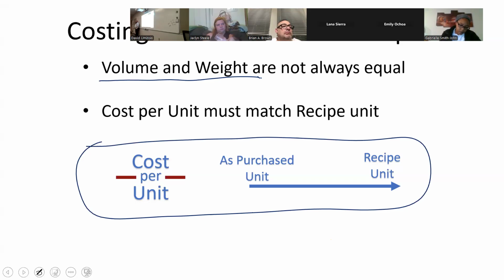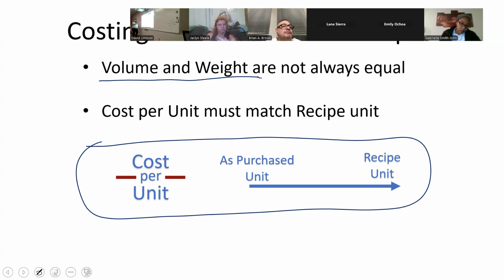Baking students, what do I mean by that? A cup of flour is not equal to the weight of the flour. Exactly. A cup of flour is volume, and does not equal 8 ounces in weight of flour.